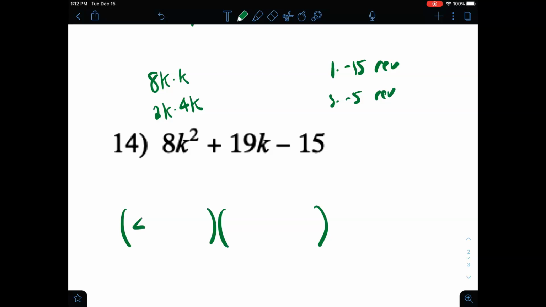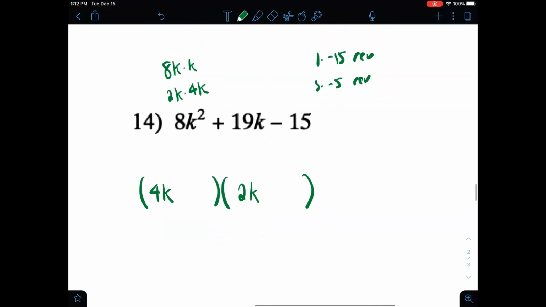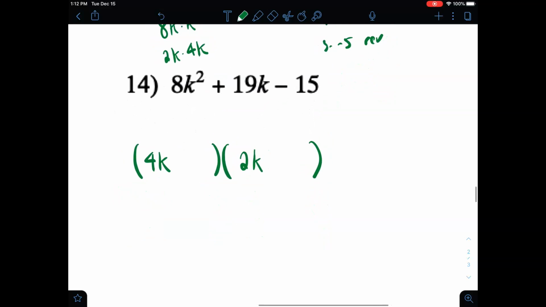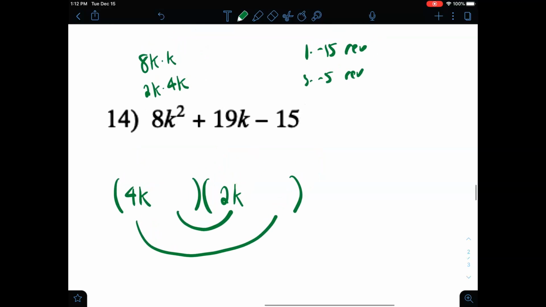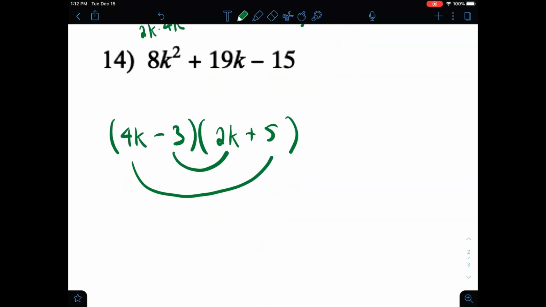So let's try 4k and 2k just to try something out here. We need to add up to 19k. So where should I put things to add up to 19k? Well, why don't we try positive 5 with a 4k, and let's try a negative 3 with this. Let's see what happens when we get that. So what's negative 3 times 2k? Well, that's going to be negative 6k. And 4k times 5 is going to be 20k. So that equals 16k. So we're close, but that's not going to work, unfortunately.